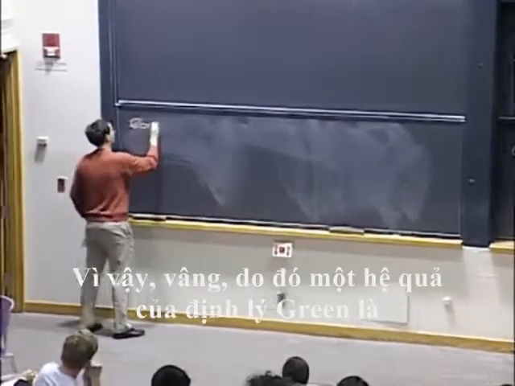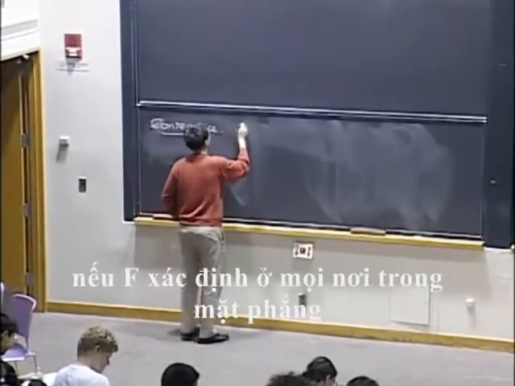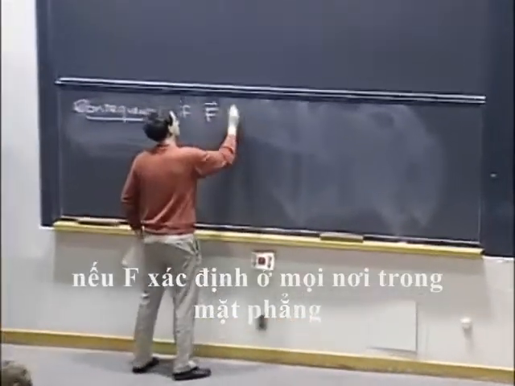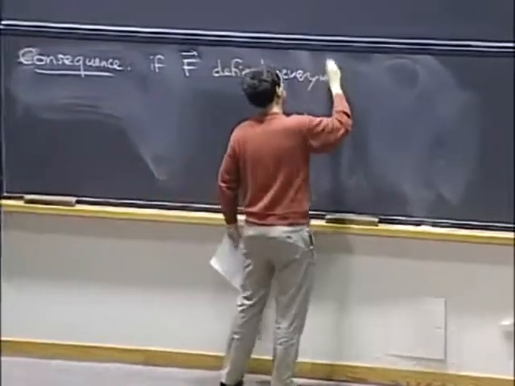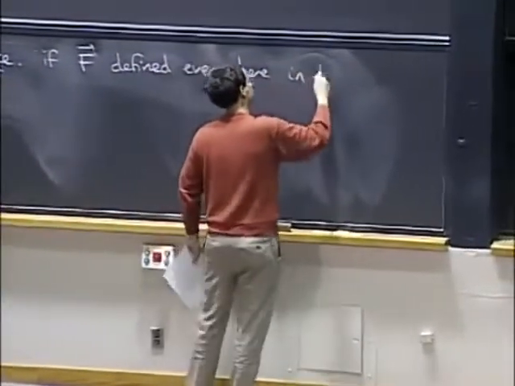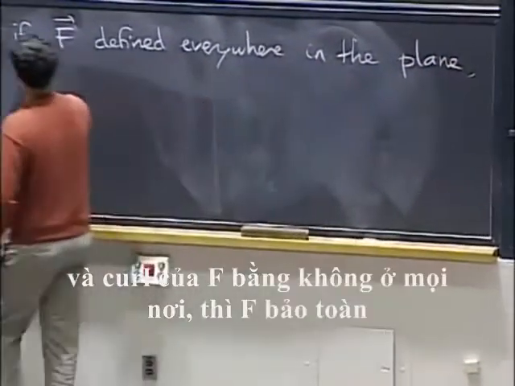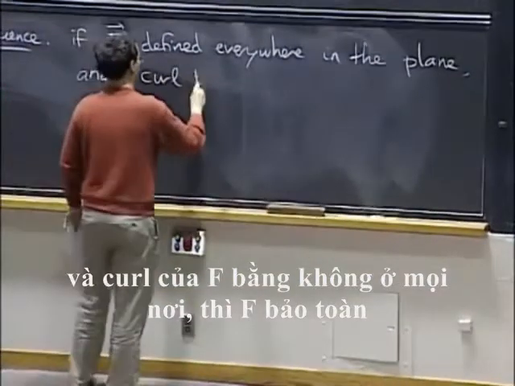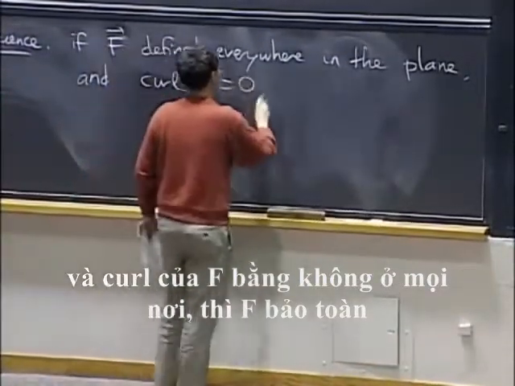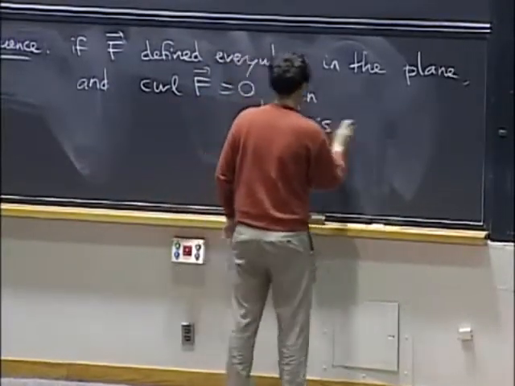So a consequence of Green's theorem is that if F is defined everywhere in the plane, and the curl of F is 0 everywhere, then F is conservative.